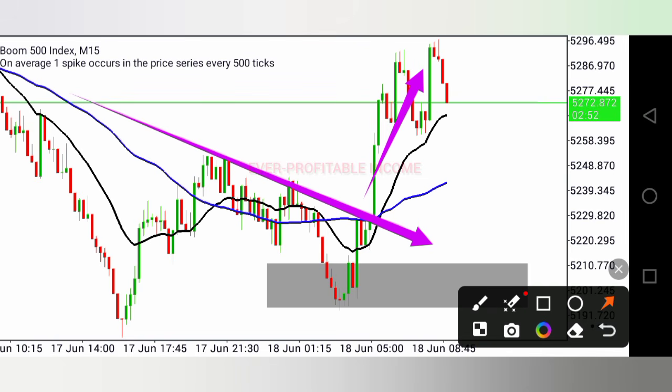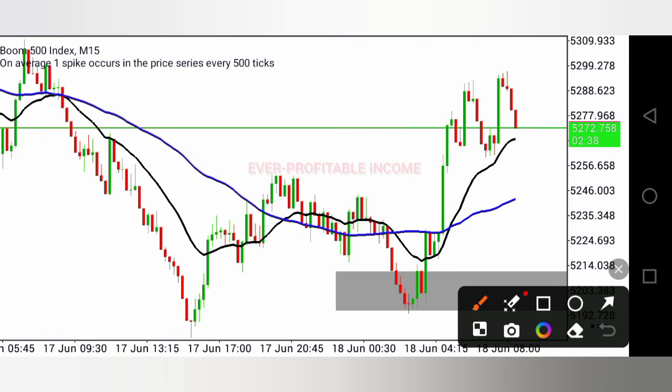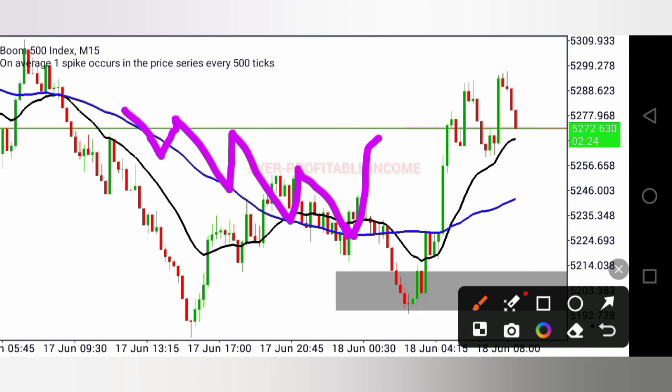That is a change in character. Okay, so that's the change in character. The price was initially moving like this, lower highs and lower lows. Can you see that? It was initially moving like that, and now it has changed to moving upward like this, higher highs and higher lows.